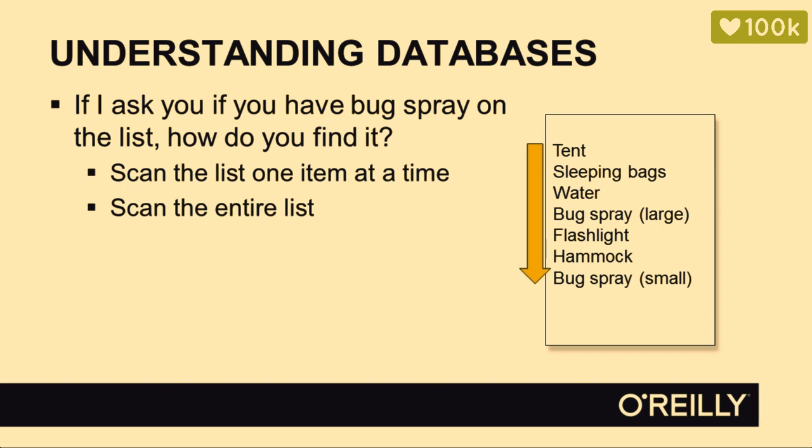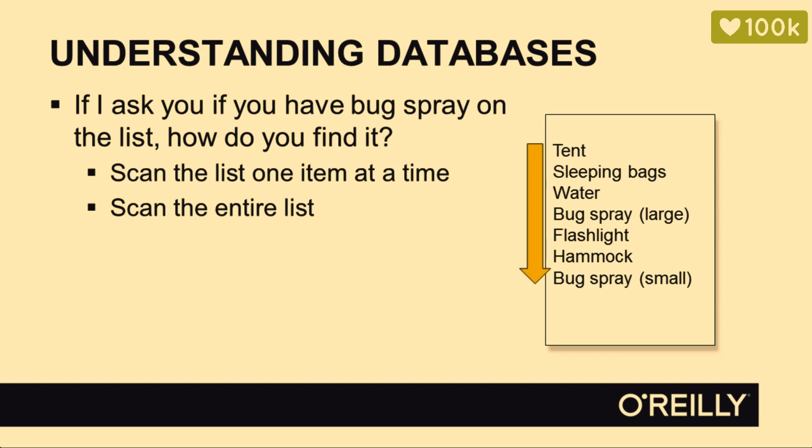So I scan down, and that fourth item right there is bug spray, large. Can I stop at that point? No, I cannot, because as you can see, there's another bug spray, a small version. You could have different types. You could have stuff that you spray, stuff that you light as a candle, all sorts of things.